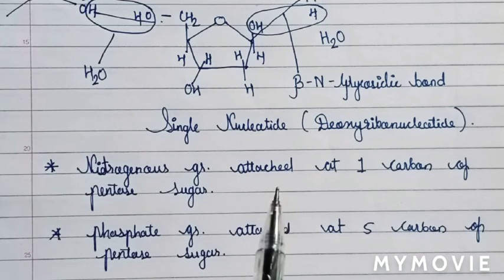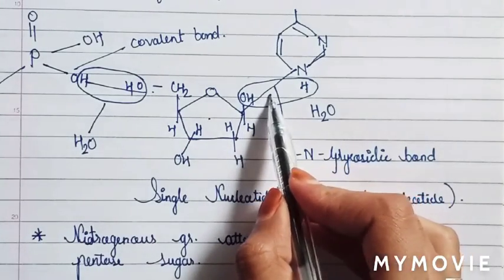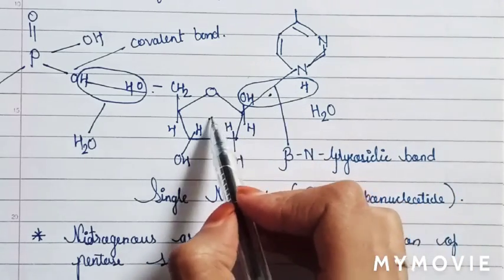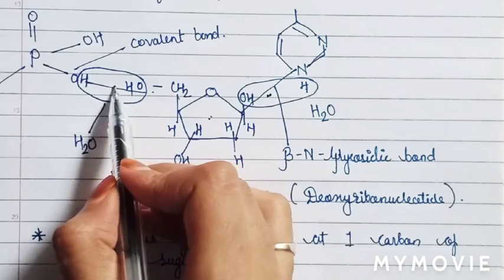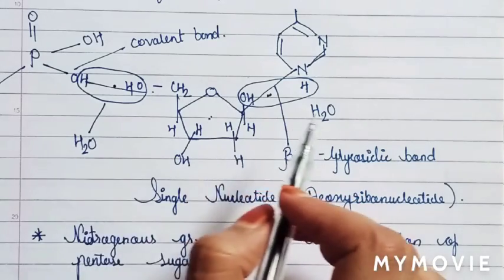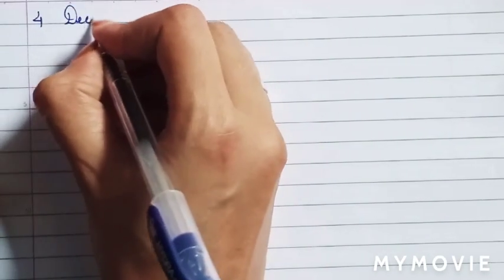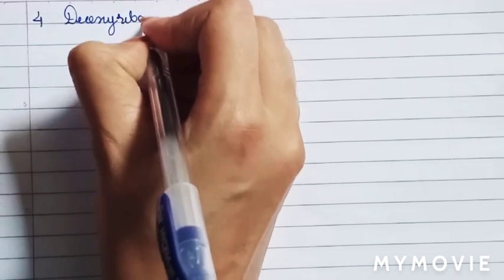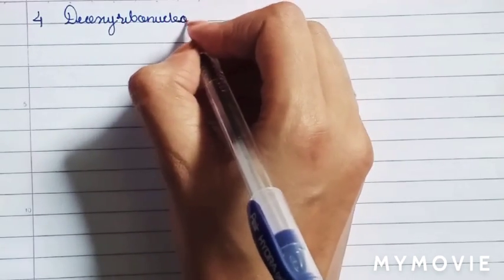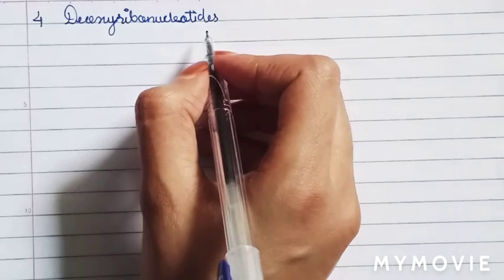Now we have to see the four types of deoxyribonucleotide. We have seen here the structure of a nucleotide. This is the pentose sugar, this is the nitrogenous base, and this is the phosphate group. So now, according to this structure, we are going to see in a simple manner the four deoxyribonucleotides.